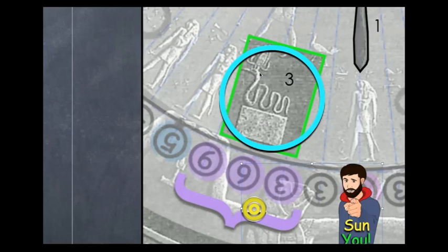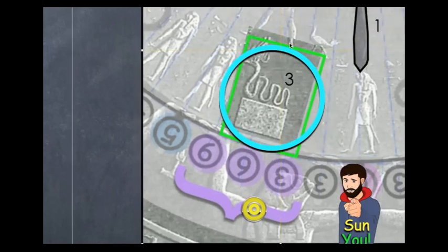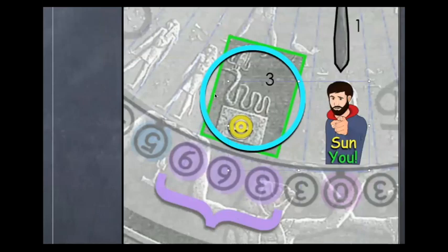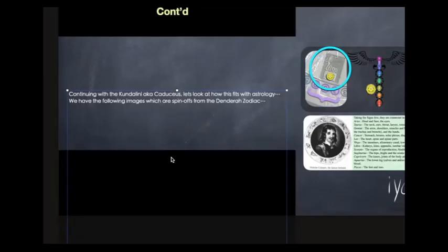And we're being guided. We have this other snake, the spiritual snake. The hat there displays it. Anyway, continue with the Kundalini, Ekade, Caduceus. Let's look at how that fits with astrology. We're having the following images, which are spin-offs from the Dendera Zodiac.